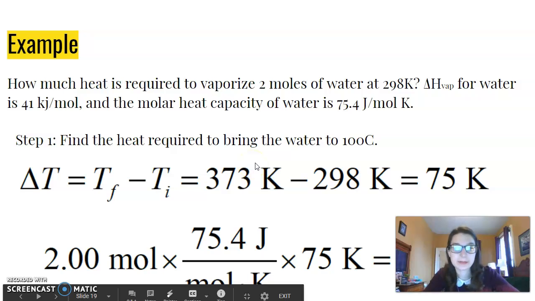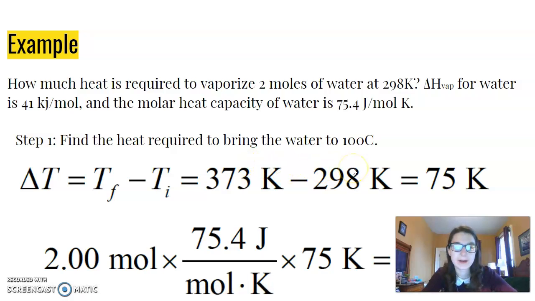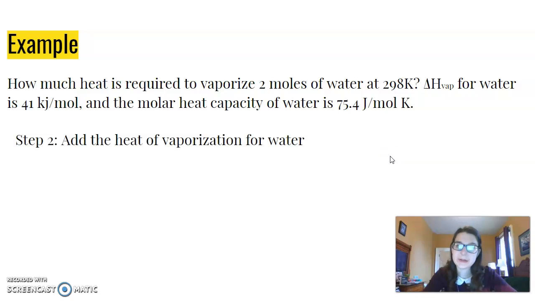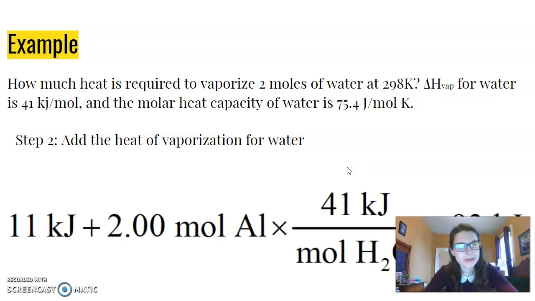Next, we're going to talk about the plateauing phase, the actual energy it will take to make all that water boil. So step 2, add the heat of vaporization for water. The enthalpy of vaporization is going to be 41 kilojoules for every mole. So all that we have to do is multiply our 41 by the 2 moles of water that we have to figure out how many kilojoules that will be to vaporize all of that water.